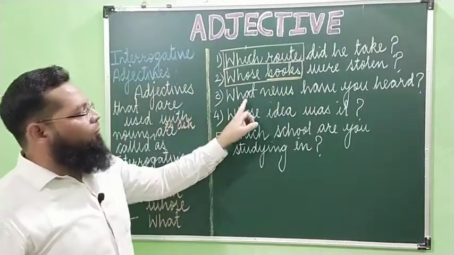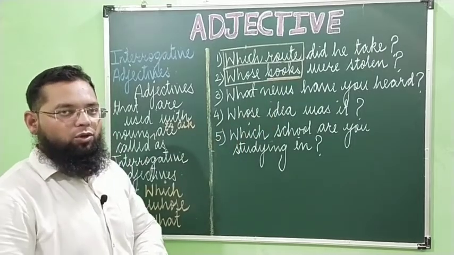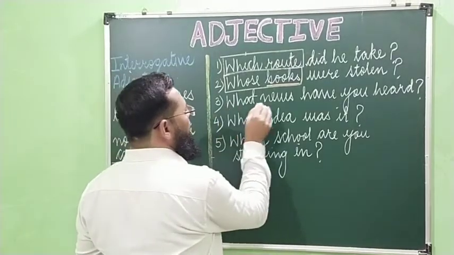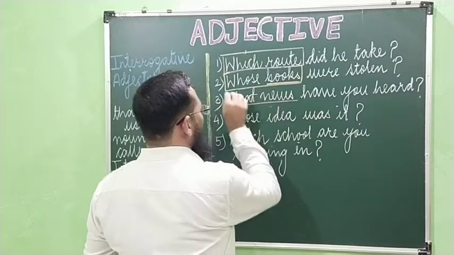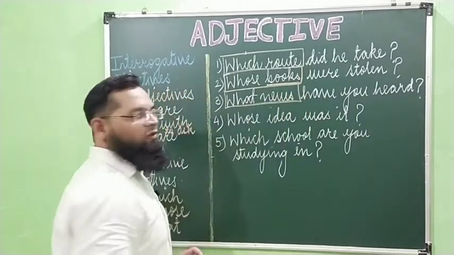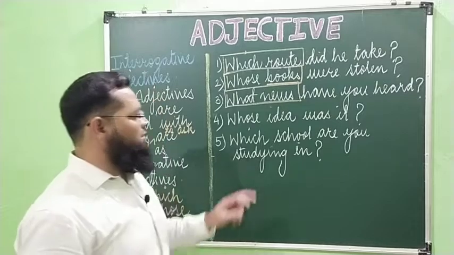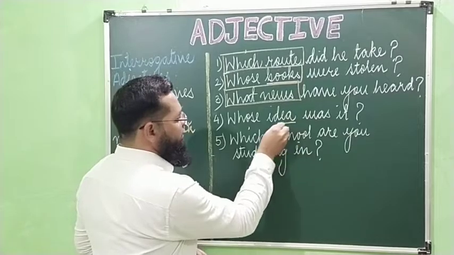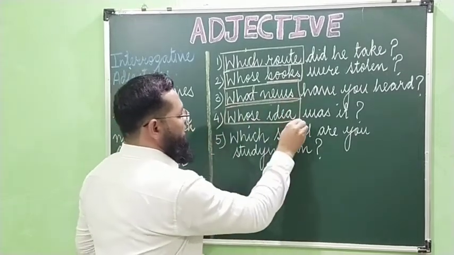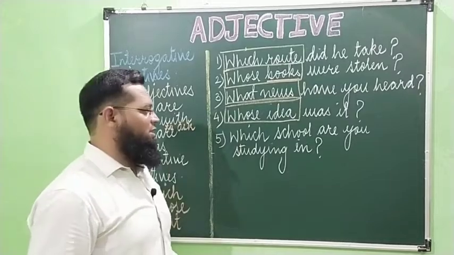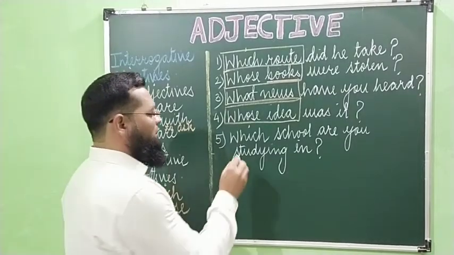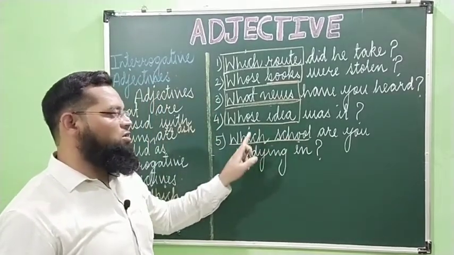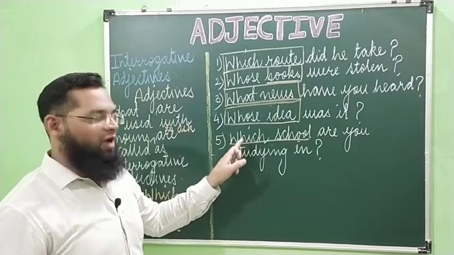Next example: what news have you heard? Here also the WH word what is followed by the noun news. That's why what will be an interrogative adjective. In the next sentence, whose idea was it? Here also the noun idea follows the word whose, so whose will be an interrogative adjective. And the last sentence: which school are you studying in? The noun school follows which, so this will be an interrogative adjective.